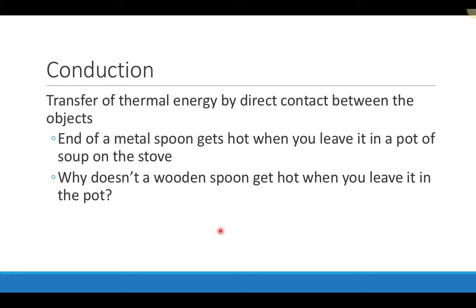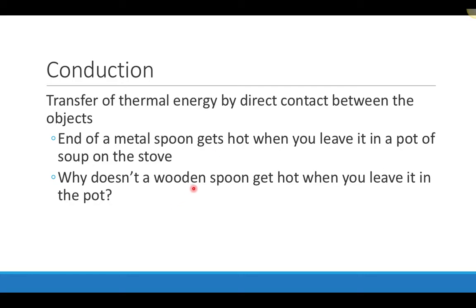One easy example is if you take a metal spoon and you leave it in a pot of soup on the stove, and you go to grab the end of the spoon, it'll get hot. It'll be hot on the end, and that's because energy was actually transferred from one end of the spoon that was in the pot of soup to the other end that was sticking out in air.